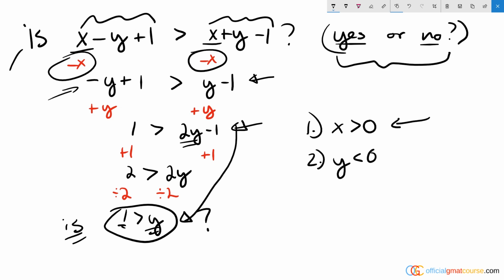Well, statement 1 is clearly insufficient because it tells us nothing about y, and we don't even care about x after we've evaluated that both sides had positive x. So statement 1 is out.